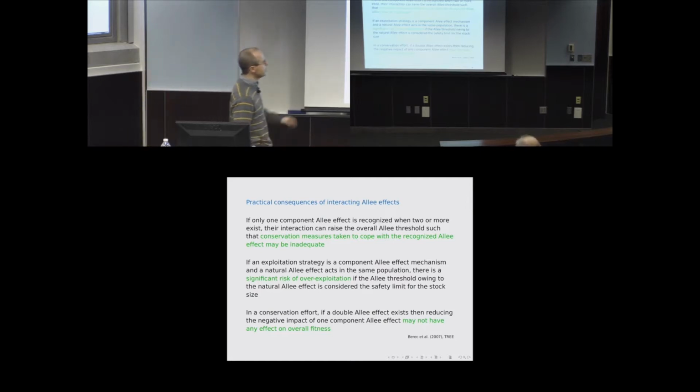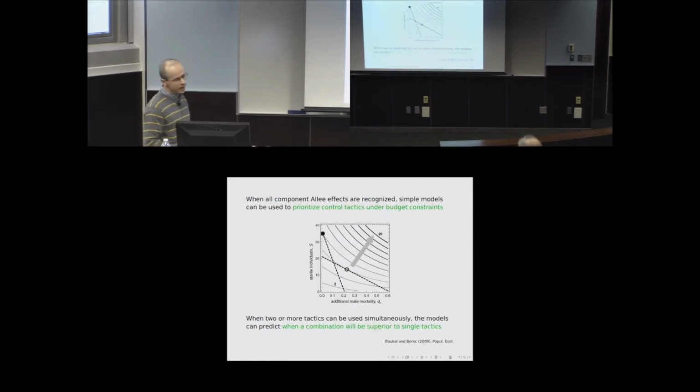And a similar situation appears in exploitation, because if we recognize only one of the Allee effects, we can exploit the population to a state just above the recognized Allee threshold. But if the real one is much larger, then we can overexploit the population and make it extinct, even if we don't know it. Okay. So these are just qualitative results from the interaction, and they do not say anything about how to exploit this combination for pest control.